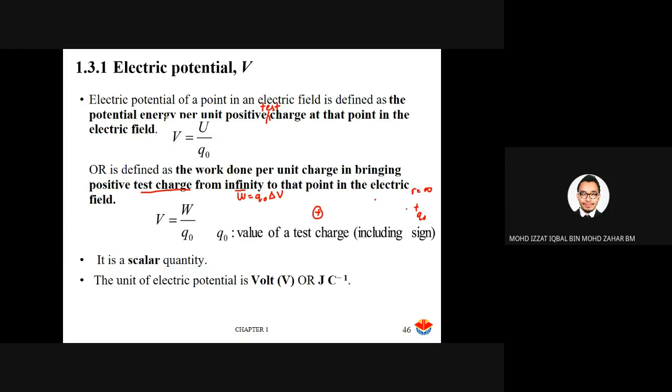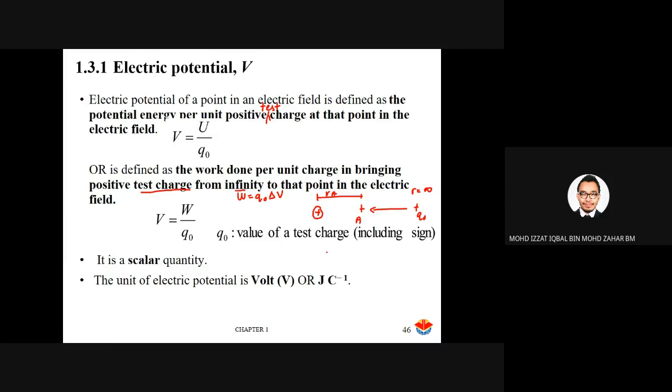So I want to bring this test charge, let's say, closer over here. This one is what we call, let's say this is point A. So this would be the distance of RA. So if I want to find the potential here, will be this one aja. Oh, this one is RA. I already write this one.